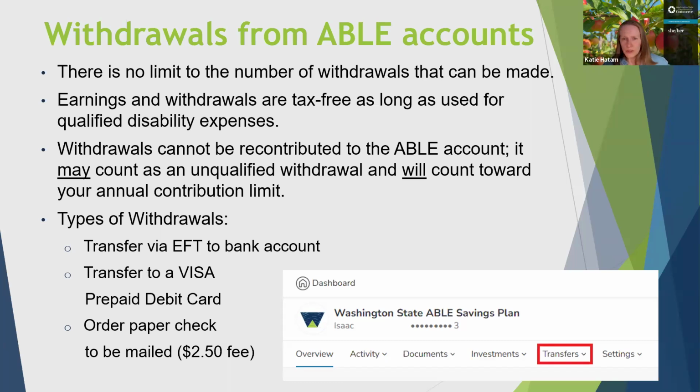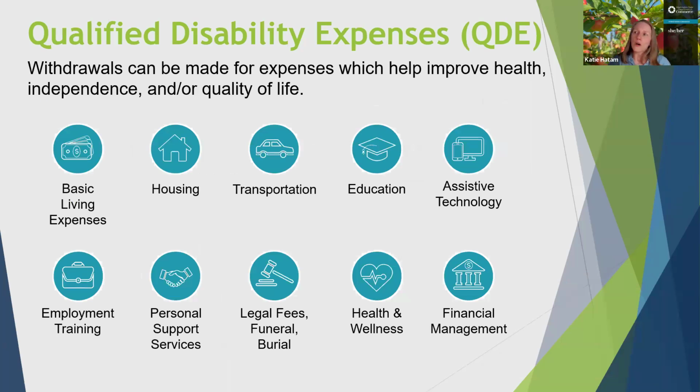So those are pretty much the ways you can make withdrawals from the account. And we'll go into a lot more depth about what it looks like and how to do it next week in the how-to webinar. But right now, qualified disability expenses. Again, this is a technical term from the IRS. They're called QDEs. So pretty much withdrawals can be made for any expense that helps improve the health, the independence, and the quality of life of the beneficiary. That is really broad. It's meant to be broad.